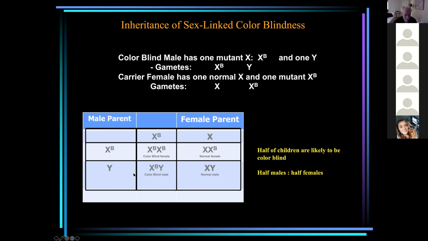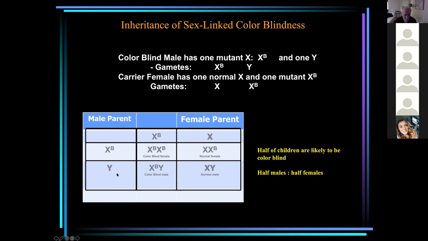Now, you can have an XY, this XB and this Y. The child is XBY. This is going to be a colorblind male because a male only needs one mutation on his X in order to be colorblind.